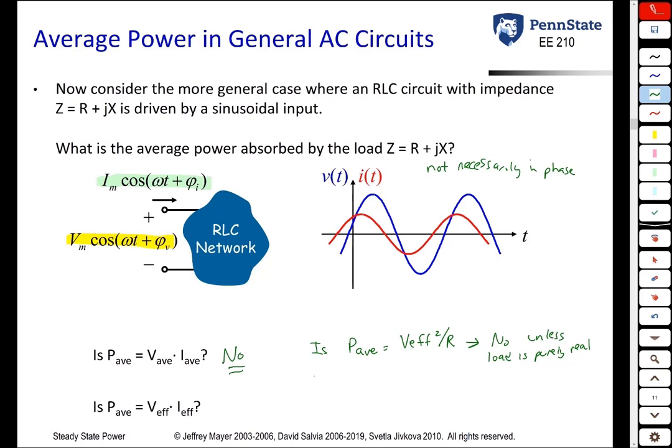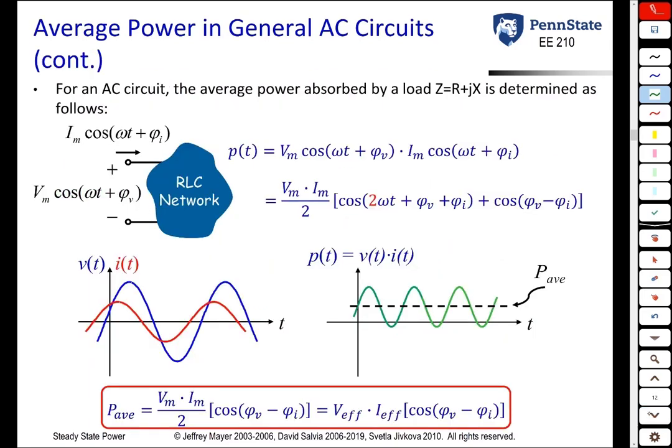Then we might say, is the average power the effective voltage times the effective current, where the effective voltage is the magnitude divided by the square root of 2, and the effective current is the magnitude divided by the square root of 2? Even here, the answer is not quite. We're getting closer to the right answer, but we're still not quite there. So let's determine what the average power absorbed by a load in an AC circuit is going to be.